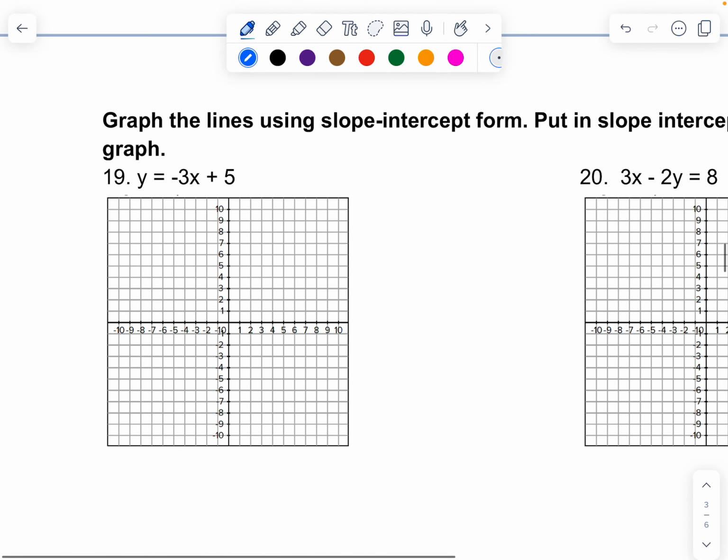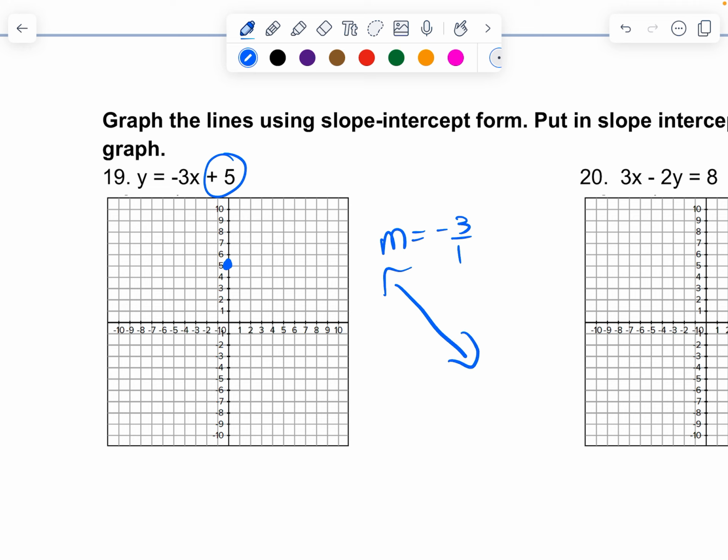Okay, graph using slope-intercept. This is my y-intercept, so I plot this. My slope is negative 3 over 1. Remember, that goes this direction. So I'm going to go down 3, 1, 2, 3 over 1, and repeat that. Now, could I have gone up? Yes. 1, 2, 3, but to the left.